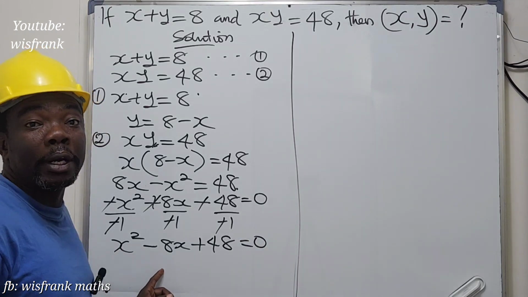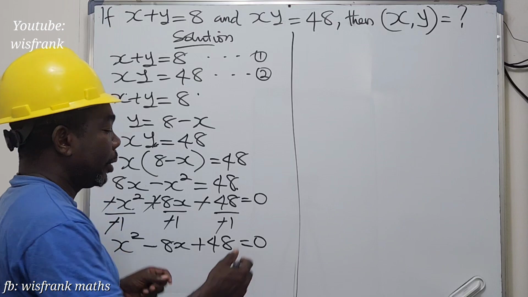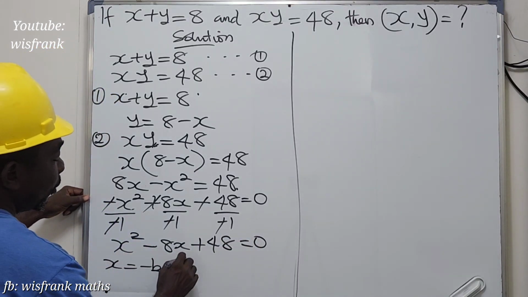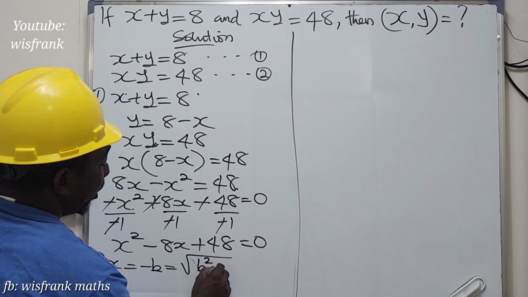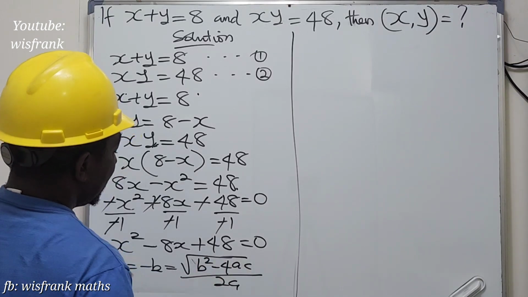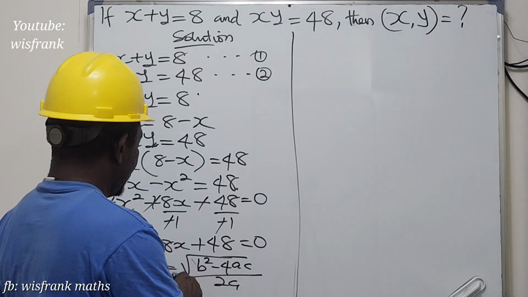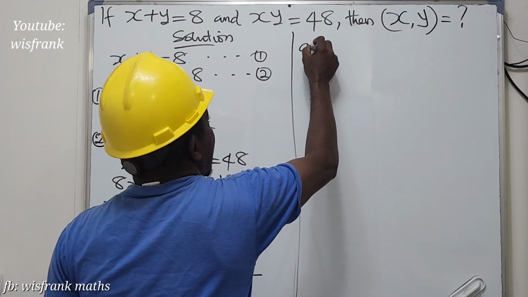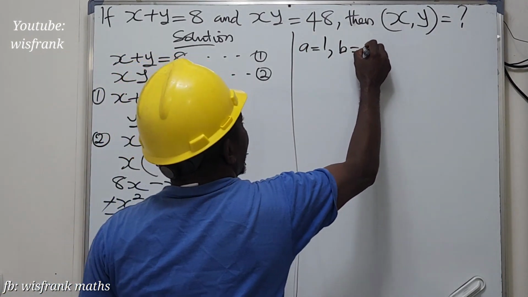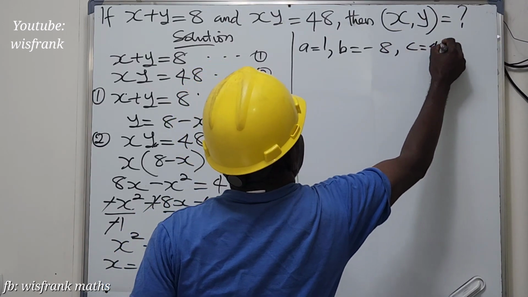We have a quadratic equation here. How do we find the value of x? Through the quadratic formula, which is in the form x equals minus b plus or minus the square root of b squared minus 4ac, all over 2a. So this is what we are going to use to find the value of x. From here, our value of a equals 1, then b equals minus 8, then our value of c equals 48.